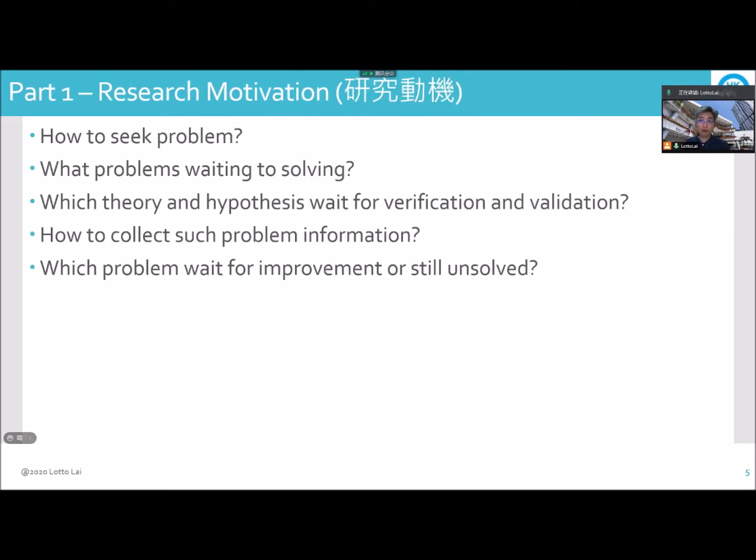First part, your research motivation. You need to know how to seek the problem. You need to know what problem is waiting to be solved, which theory and hypothesis are waiting for verification and validation, how to connect such problem information, and which problem is waiting for improvement or is still unsolved. So before you study your research topic, you need to ask yourself these kinds of questions.